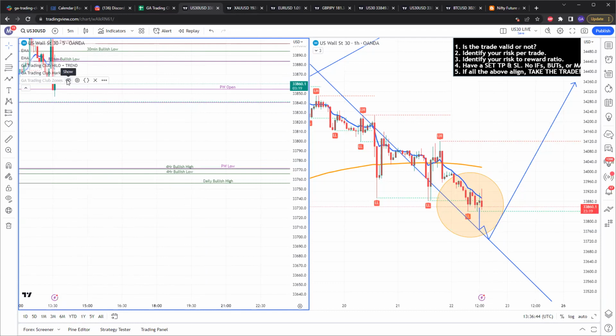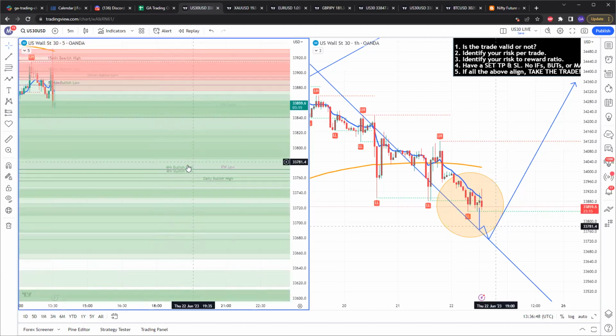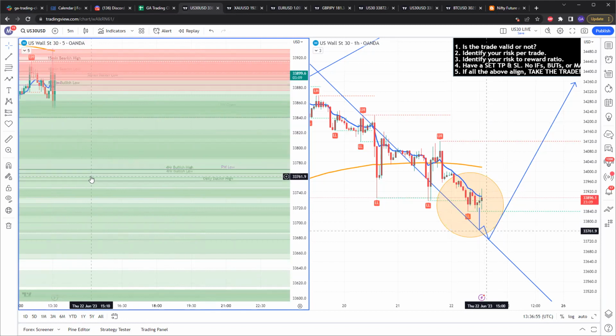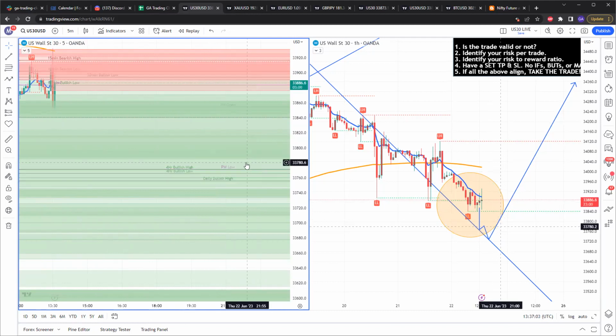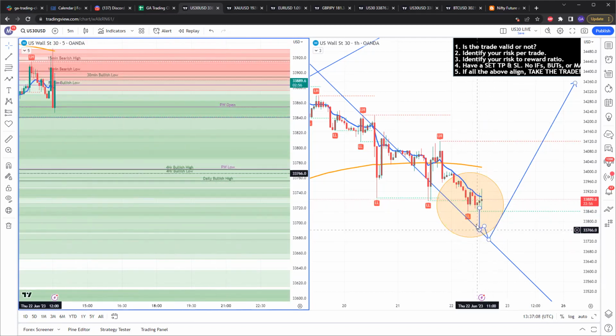So when I turn on our zones indicator, guess what I see? All I see are buyers sitting down here. If I expect US 30 to go up from here, and if we didn't have the 4-hour bullish high and low, or the daily bullish high and low zone or markups here, I would only be using the buyers here and the trend line on the hourly. I would have like an 80% probability for that trade hitting.